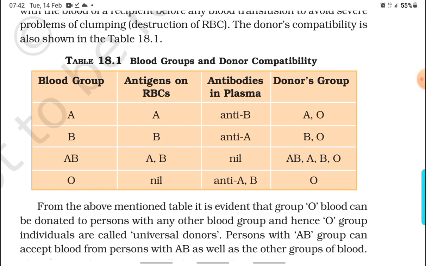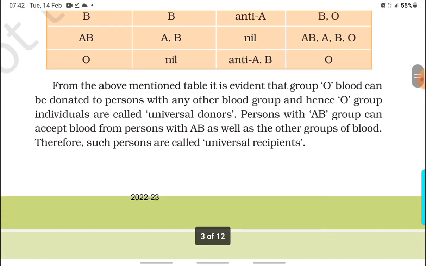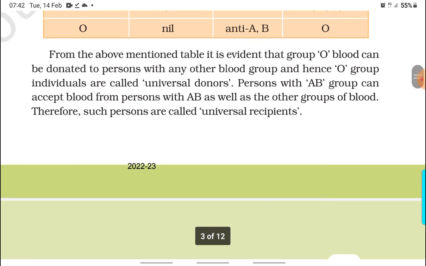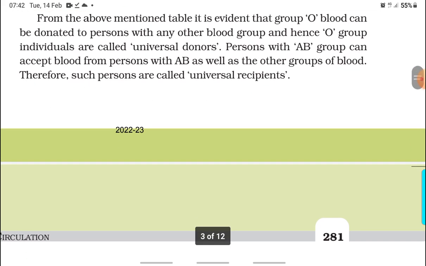If the blood group of the patient is O, antigens on the RBCs are not there, antibodies in the plasma are anti-A and anti-B. The donor's group should be O. From the above mentioned table, it is evident that group O blood can be donated to persons with any other blood group, and hence O group individuals are called universal donors.